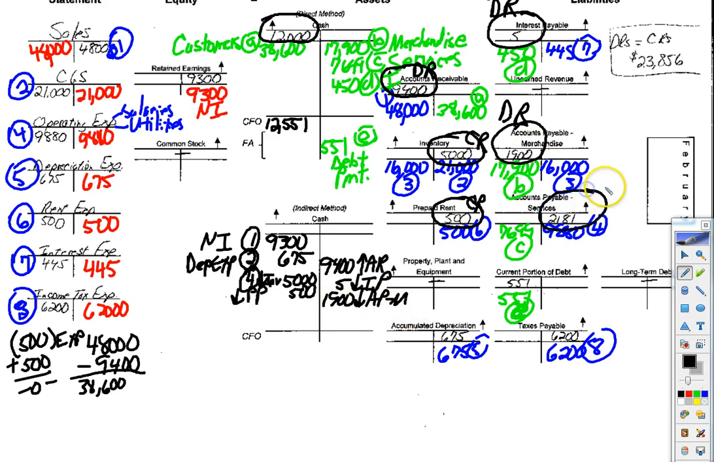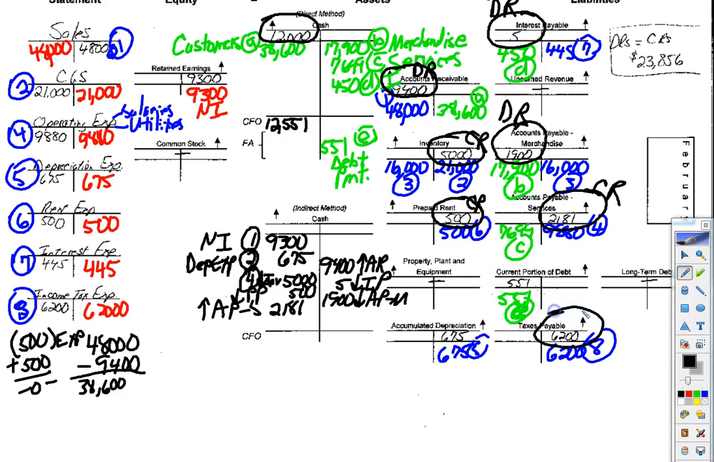Accounts payable services went up. That's a credit. So since it's a credit, put it down here in the T account as a debit. So I have an increase. I'm adding an increase in accounts payable services. Debit 2181, and then the credit over here. Current portion of debt, it is a current liability, but it's not an operating activity, right? It's a financing, so I ignore it.